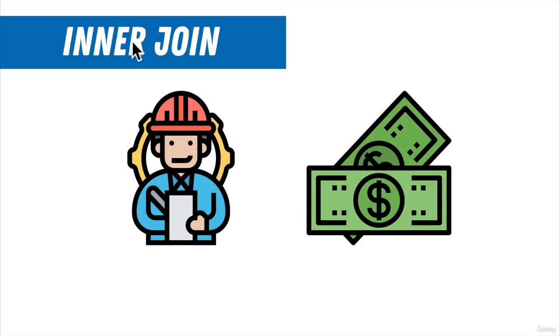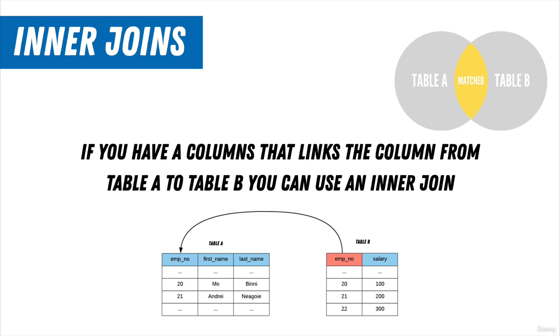First up is the inner join. Remember the case we were looking at with the salary of the employee and combining the data with the where clause? Well, inner joins are the type of join that we did there. If you have columns that link to a column from another table, you can use an inner join. And over here in the right-hand corner, you can see exactly what an inner join does.